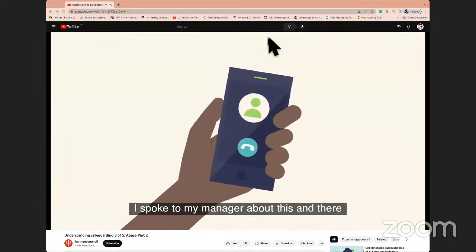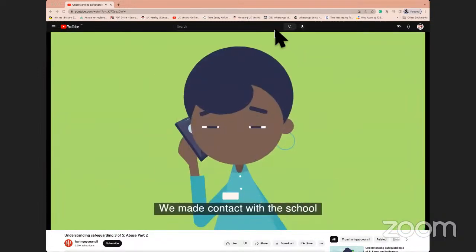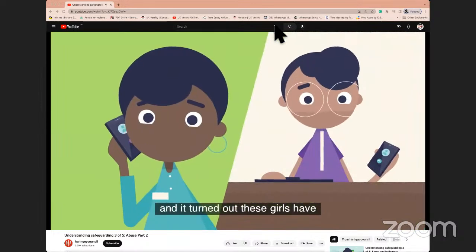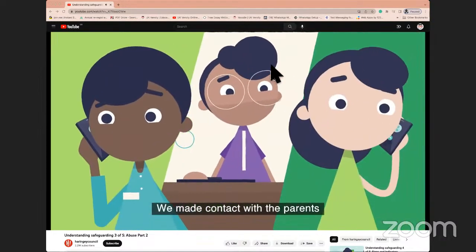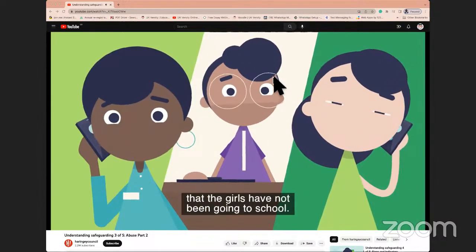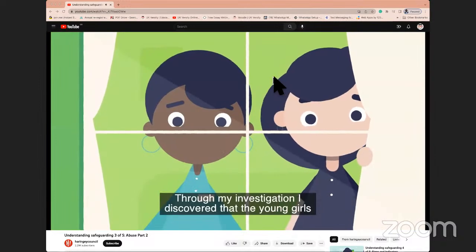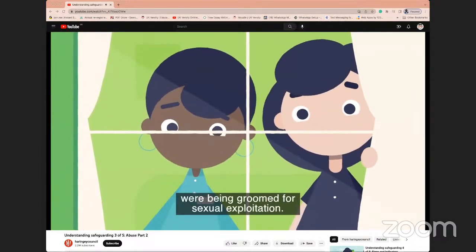I spoke to my manager about this and there were concerns that this guy is known by the police. We made contact with the school and it turned out these girls have been missing school for months. We made contact with the parents, who had no knowledge that the girls had not been going to school. Through my investigations, I discovered that the young girls were being groomed for sexual exploitation.